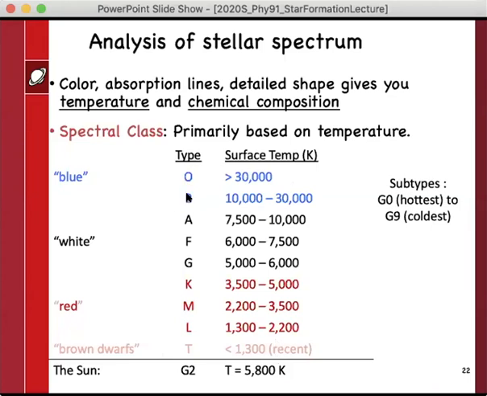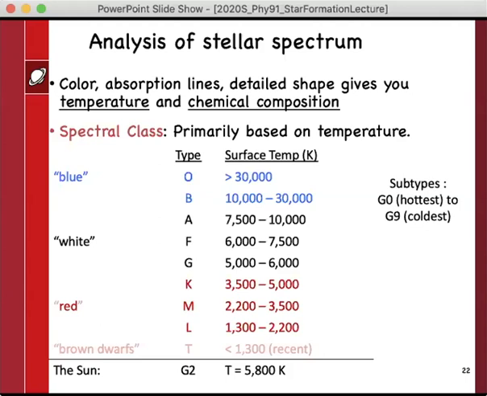You know, the O and the B stars are the hottest, the bluest stars, with the hottest surface temperatures. Then the A, F, G are kind of stars like the sun. K, M, and L are the cooler, redder stars. And then eventually brown dwarfs were discovered, and we added that later.